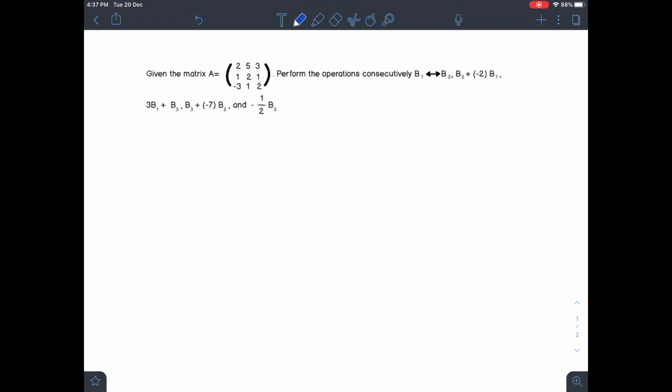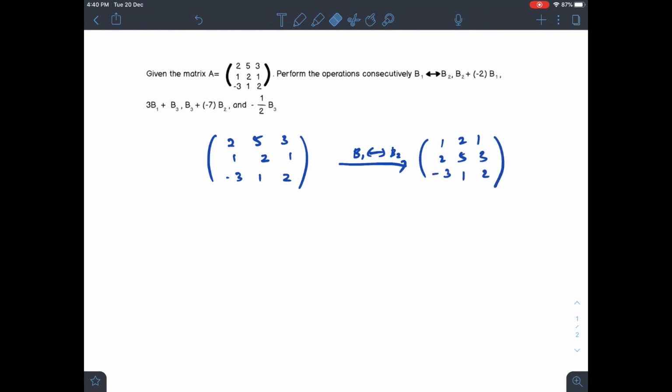Okay, let's take a look at this question. Given that the matrix A is as shown, perform the operations consecutively. As we can see, we are required to do 5 operations, where R is in terms of the row. So the first operation, R1 interchanging with R2. Interchanging rows is easy, so let's switch the rows.